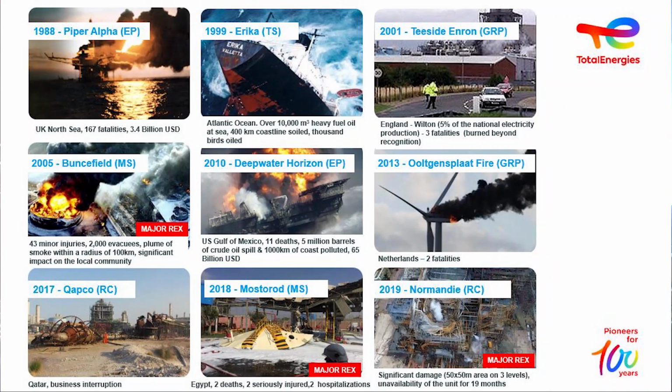The next one is Erika, which happened in the TotalEnergies Trading and Shipping branch. Total chartered a cargo ship to transport heavy fuel oil, and due to compromised technical integrity of the ship through corrosion, it broke into two at sea. About 10 million liters, that's about 10,000 cubic meters, of heavy fuel leaked from the ship, and of course it affected the soil, the shore, the coastline, the birds, and the aquatic life.